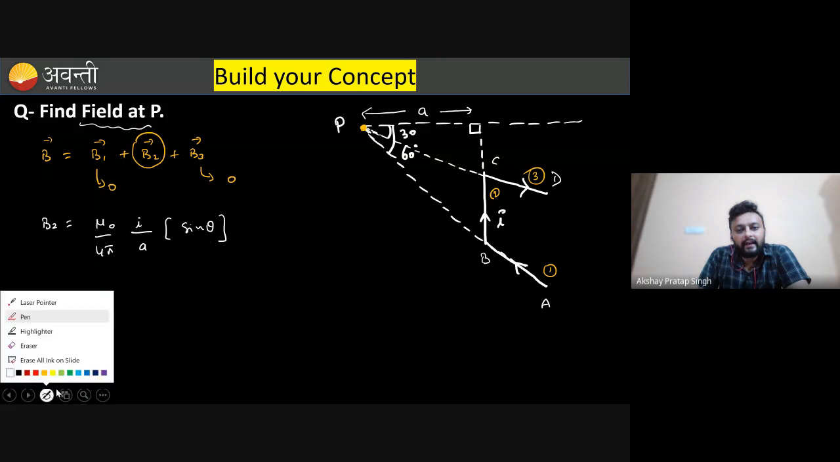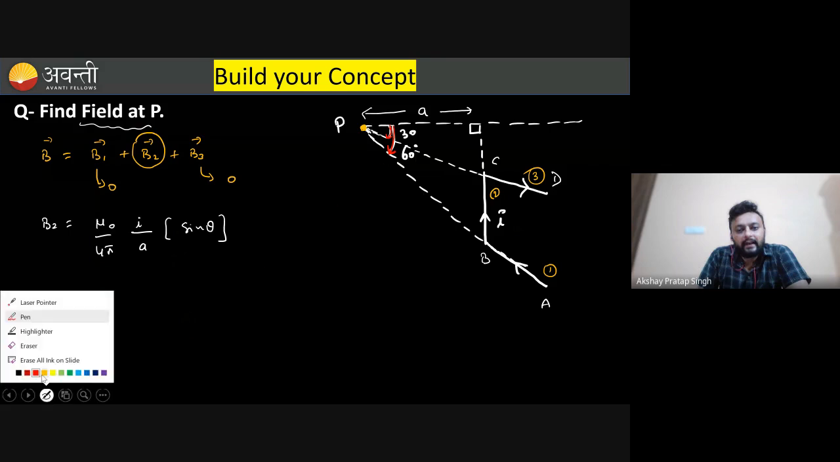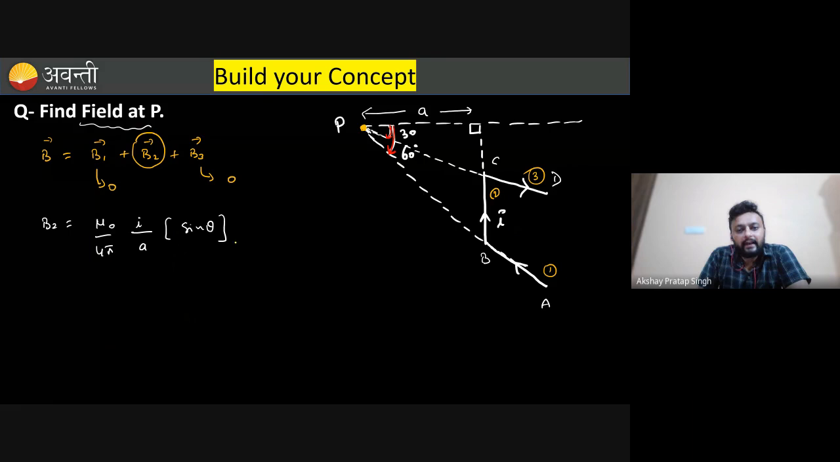Now you need to find the angles. The angles are given as 30° with the perpendicular and 60° with the perpendicular. Both these angles are in the clockwise direction. Can you see that? That means both should be positive. So I am putting the limits in positive terms, that is 30 to 60. Now you can solve it out. Mu naught upon 4 pi, I divided by a, sin 60 minus sin 30. Can you solve it very quickly?